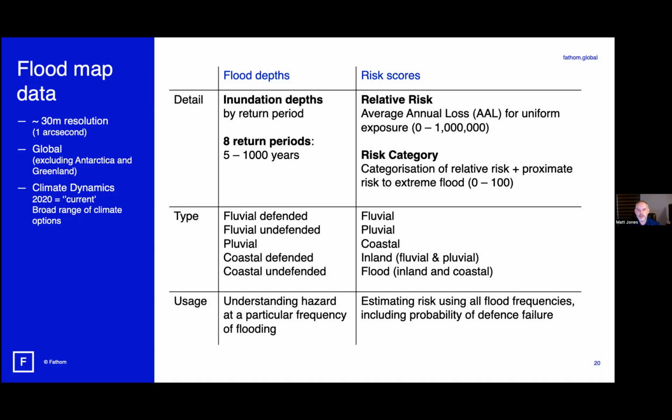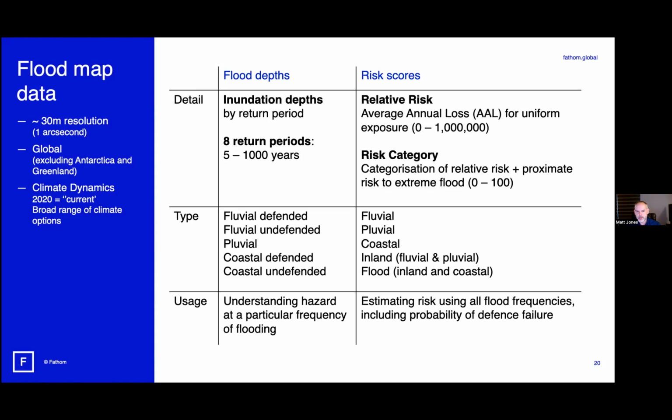The metrics you can license are flood depth by return period or risk score. So flood depths are typically what you'd think of if you think of flood maps. I think most people on this webinar will understand what a flood depth map for different return periods are. And we have 8 return periods as standard within our global flood map product, ranging from 5 years up to 1,000 years for the extreme cases.